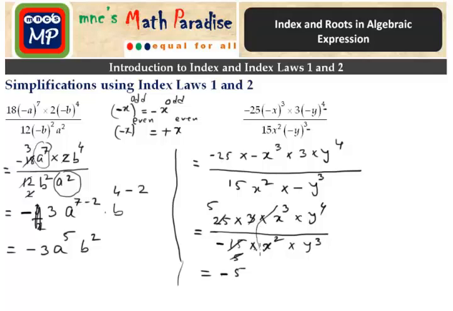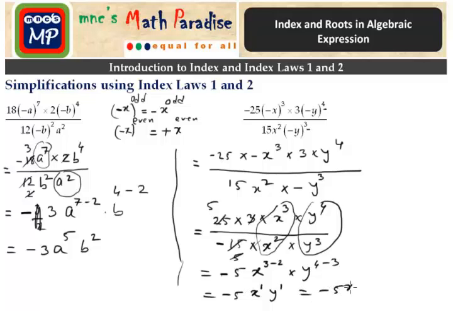Now this x cube and x square, we can use index law 2, that means the division formula. So we will be getting x power 3 minus 2, times y, this part, y to the power 4 and y to the power 3, it will be 4 minus 3. So at the end we are getting minus 5 x to the power 3 minus 2, that is 1, times y to the power 4 minus 3, which is 1. So power 1 we can write simply as minus 5xy.